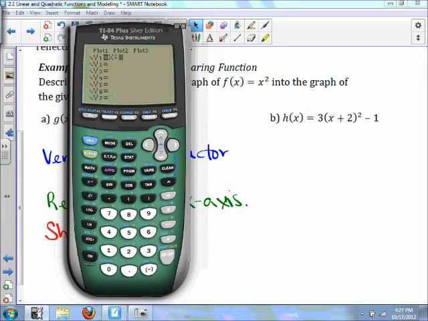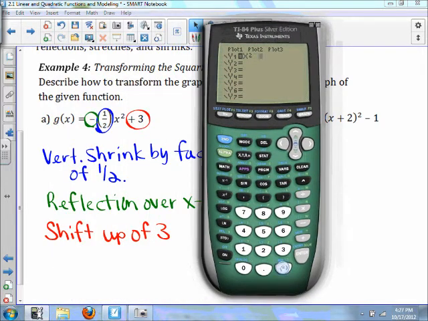So if we take a look at our graphs then, we have x squared, then we have negative 1/2 x squared plus 3. So there is x squared, and there is the negative 1/2 x squared plus 3.